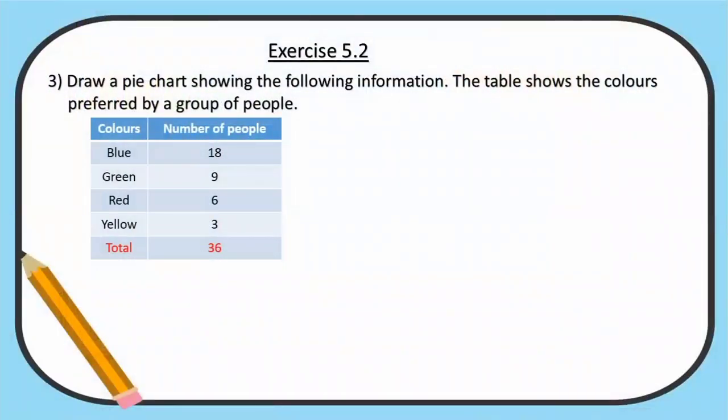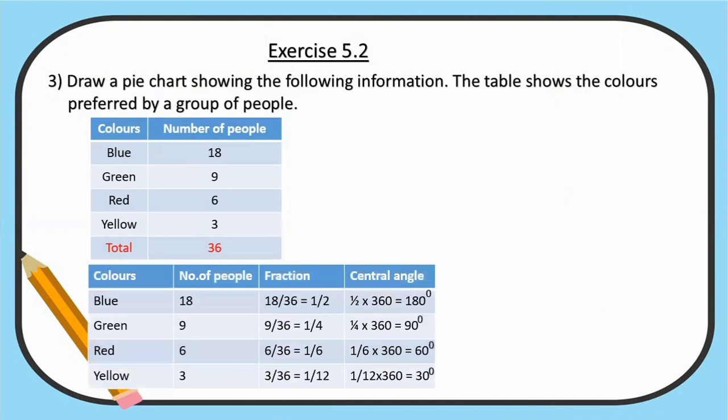Third question. Draw a pie chart showing the following information. The table shows the colors preferred by a group of people. Colors and number of people are given. 18 preferred blue, 9 preferred green, 6 preferred red, 3 preferred yellow, total 36 people. We make a table to find the central angle of the sectors. That is first 4 columns: colors, number of people, fraction, then central angle.